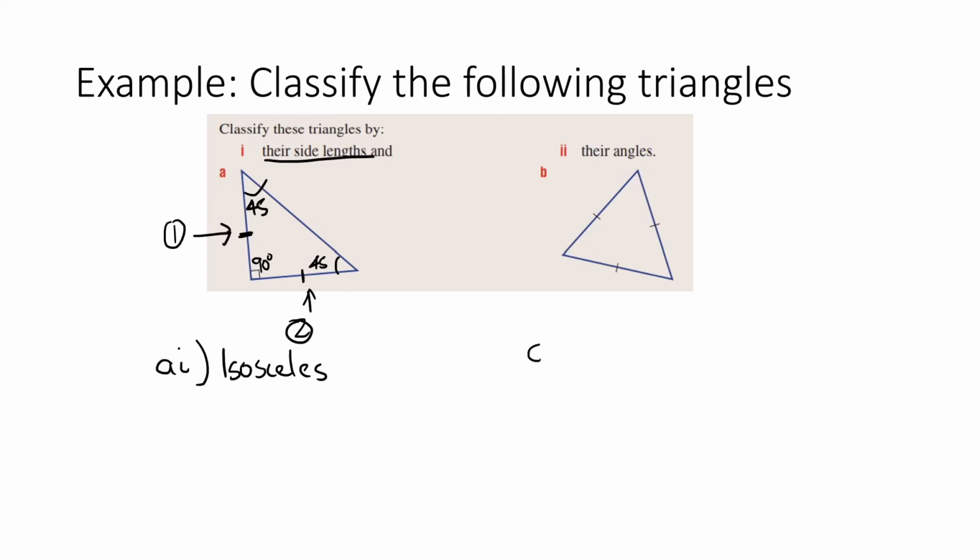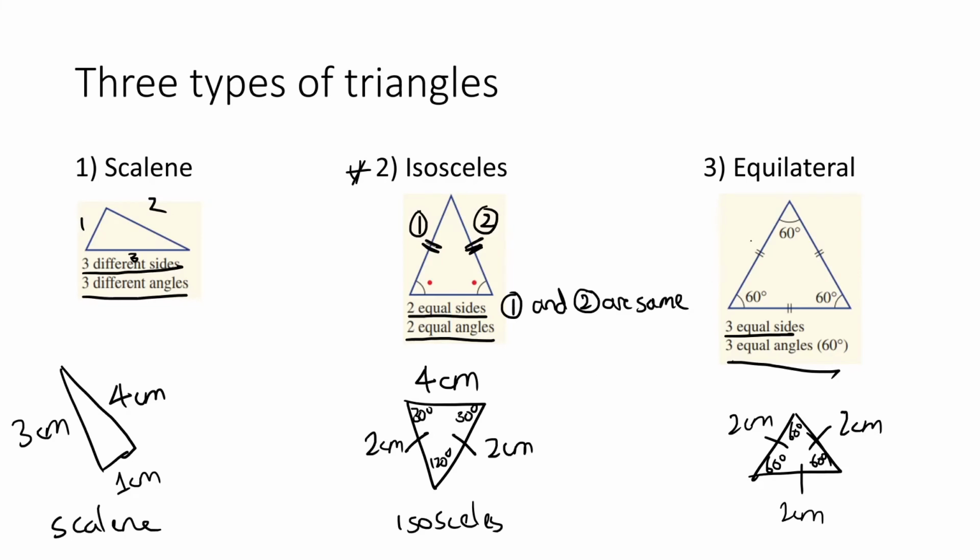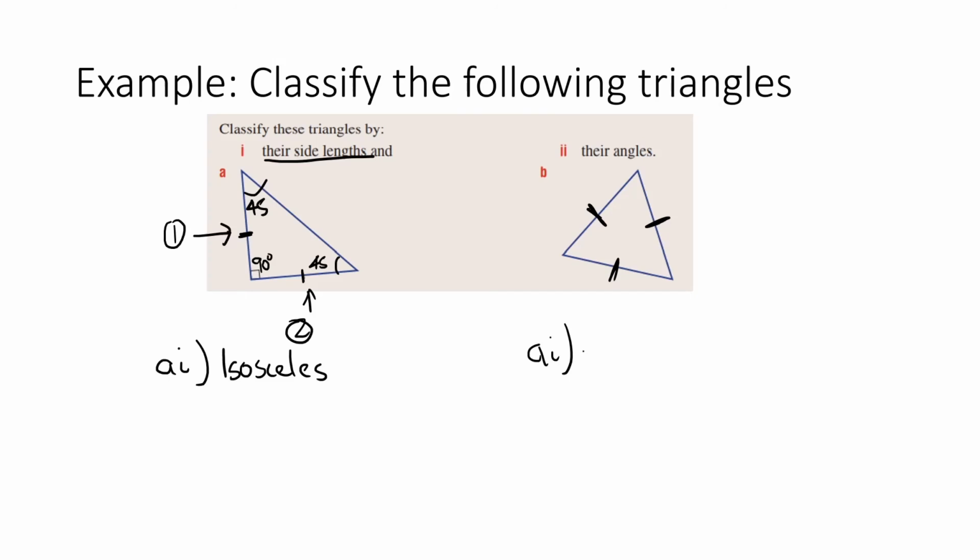Okay, second triangle, you see all the angles are the same because they're marked with the same line. So you look back 2 slides, which one has all the sides the same? So 3 equal sides, we call it equilateral. So this is called equilateral triangle.